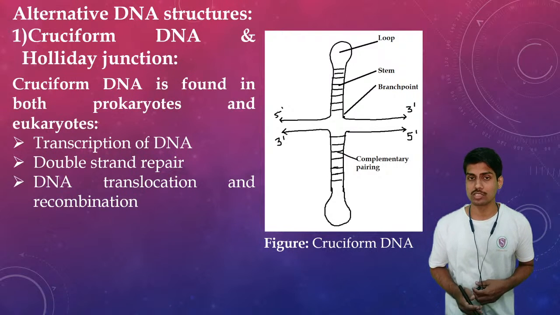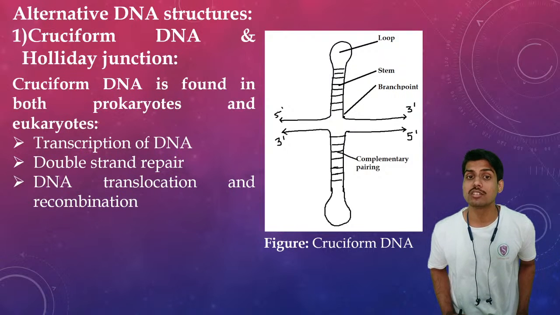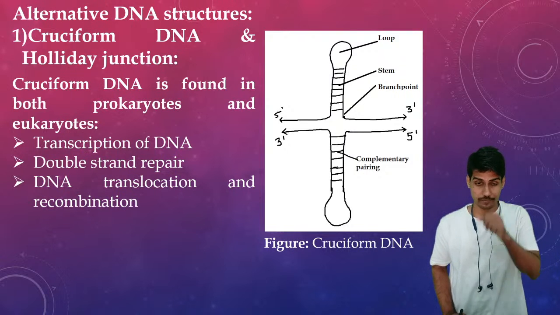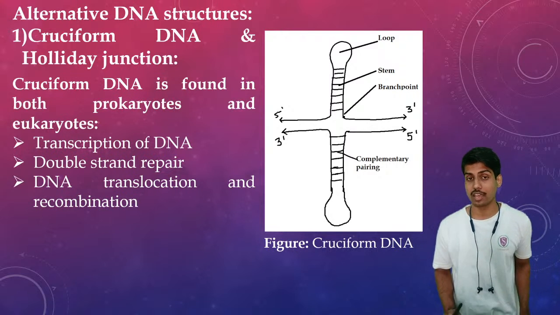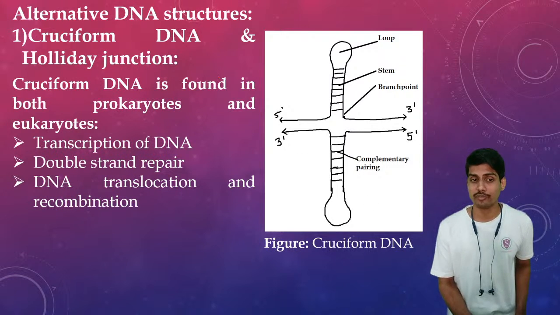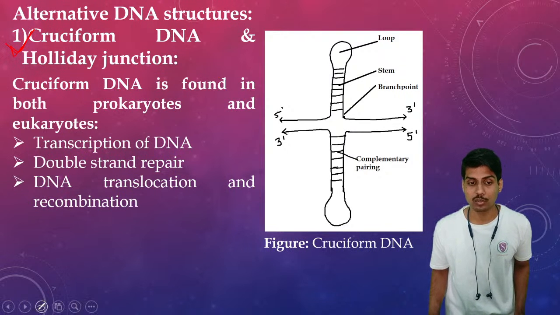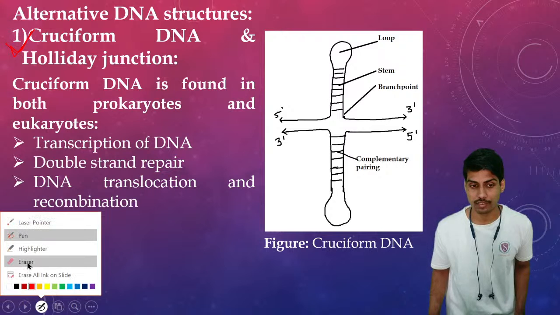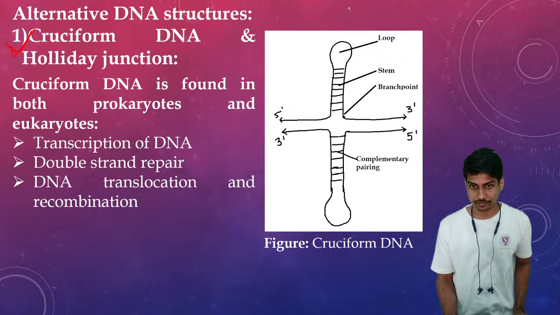Now we are going to see certain other structures of DNA, and the notes on it you are very less likely to find anywhere else. So just pay close attention. Let's see the first alternative DNA structure, that is the cruciform DNA. The cruciform DNA is like this only.